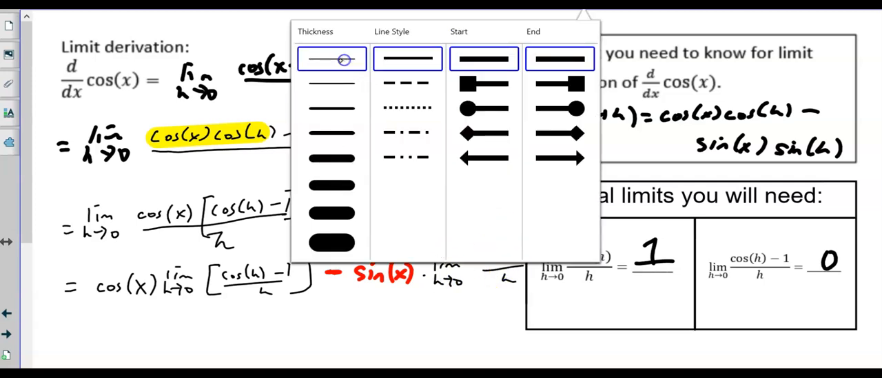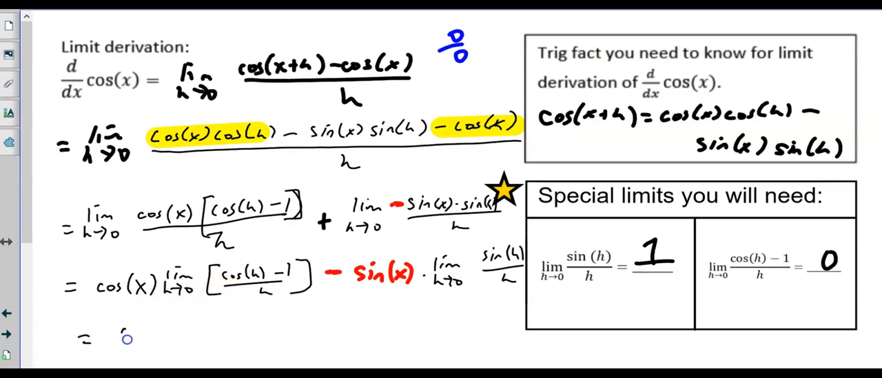Okay, we can get our final answer now. Equals cosine x times 0 minus sine x times 1, because that's the respective values in the limits, which is equal to negative sine x, and that's what we wanted. We wanted the derivative of cosine x to be equal to negative sine x. If I went too fast for you, please pause the video, resume when you're ready to catch up.